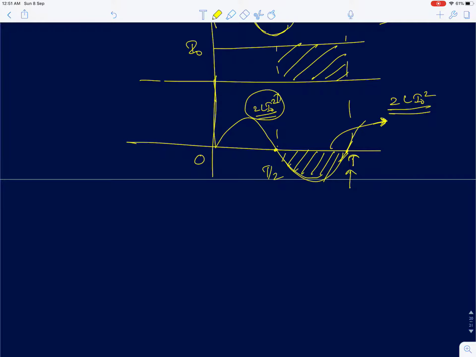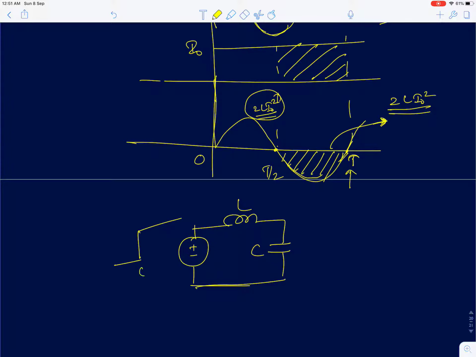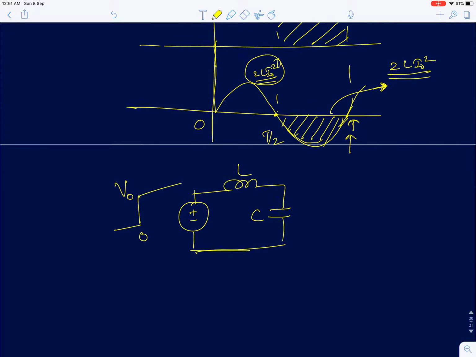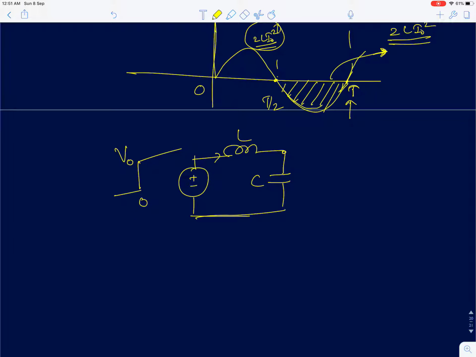So you can give a very similar explanation for a step voltage when you apply it to a series LC circuit. I am going to give a step voltage of 0 to capital V naught, and we are interested in finding the current. We can easily show that. I'll just explain it here.